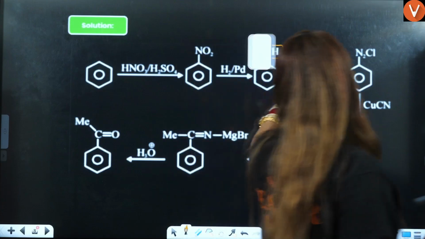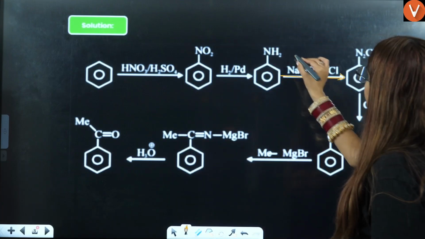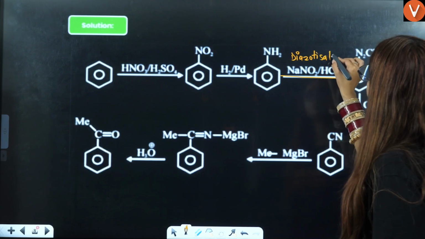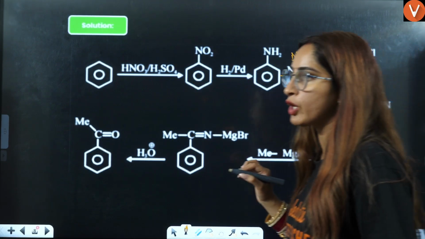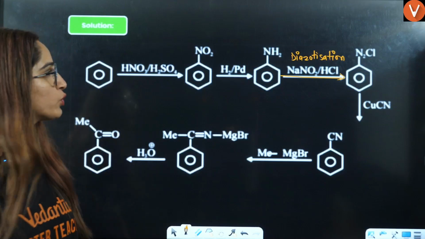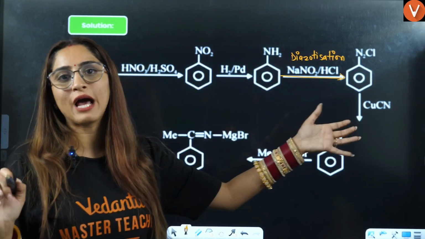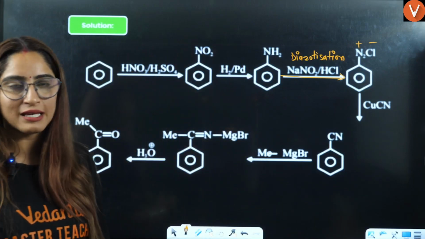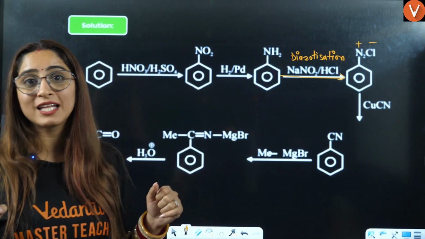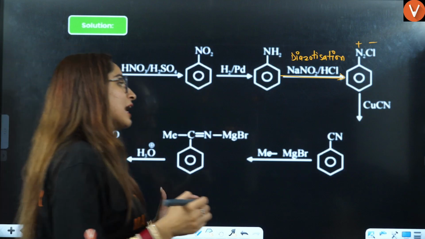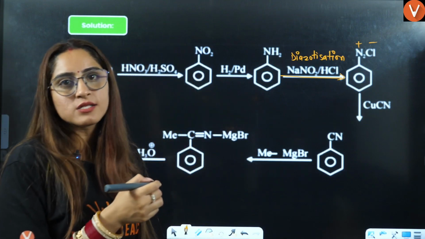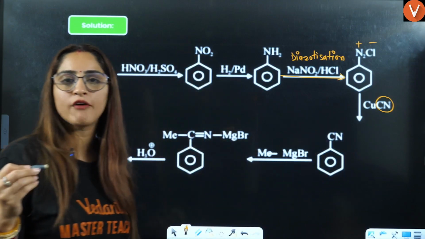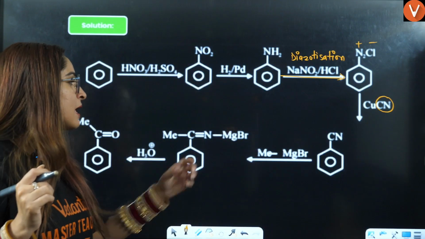Once you have aniline, when you react this with NaNO2 and HCl, this is diazotization. In diazotization, what you do is this NH2 is converted to diazonium chloride, that is N2 positive, Cl negative. After this, we are reacting this with CuCN, right? That means the Sandmeyer reaction. So this CN will attack here, and you will have the formation of cyanobenzene.